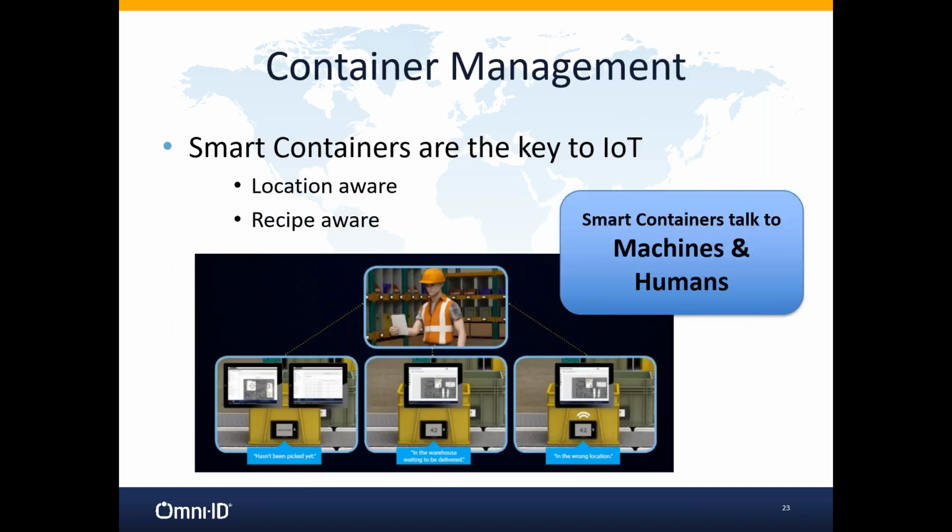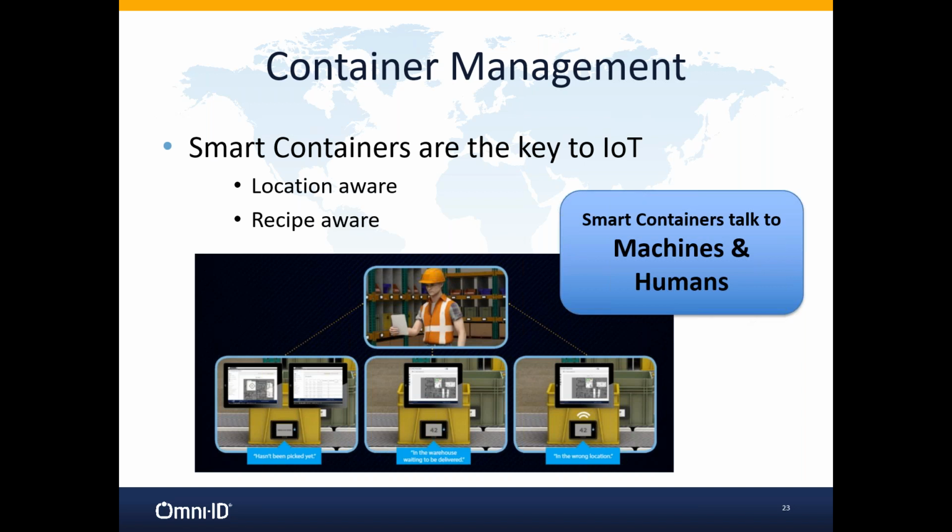And lastly, container management. We mentioned before that smart containers are the key to IoT, making those containers location aware and recipe aware. Recipe means that when you start a container on its journey, you know it has to go through 5 or 6 steps before it can get on the truck. And those steps can be encoded in your process using the container management application.